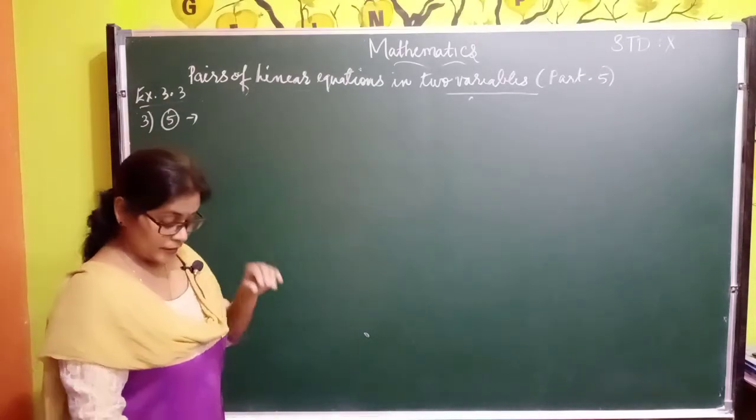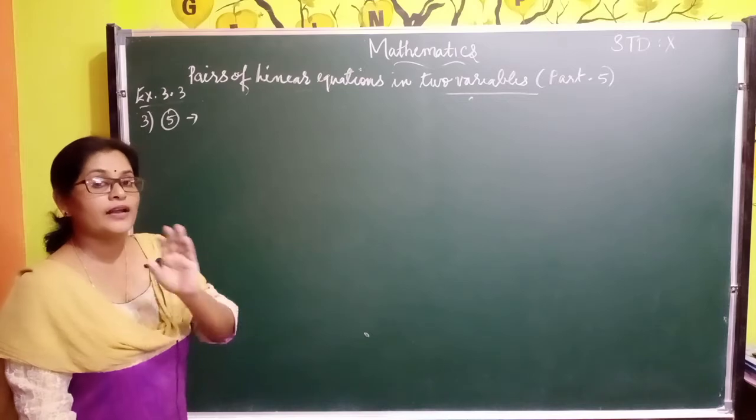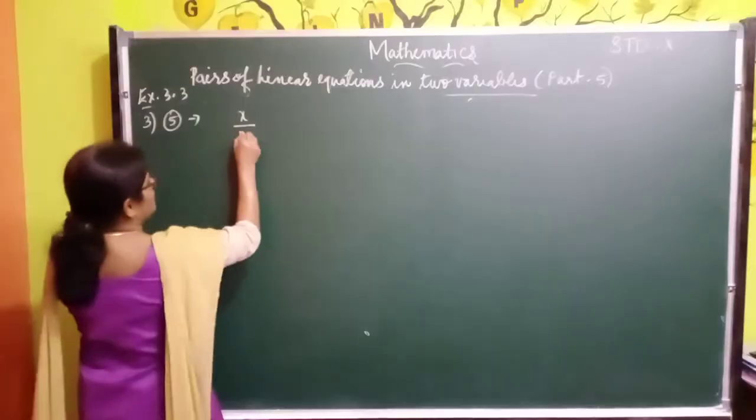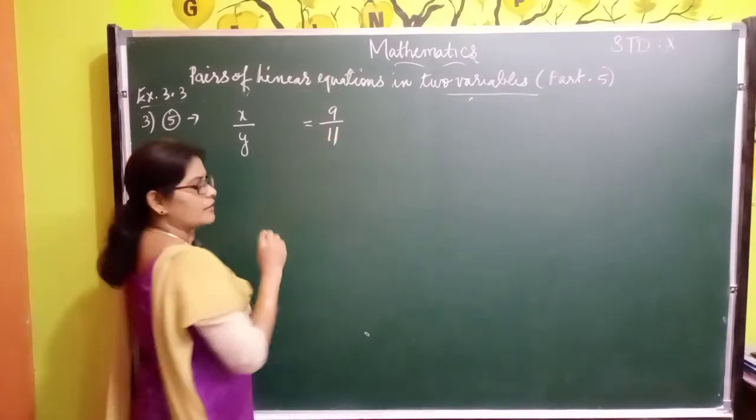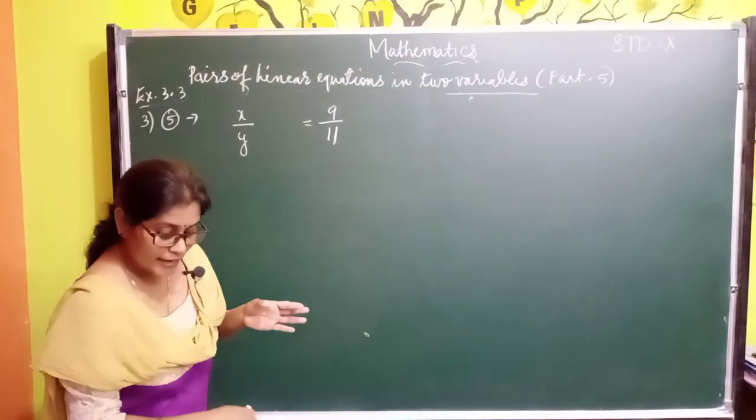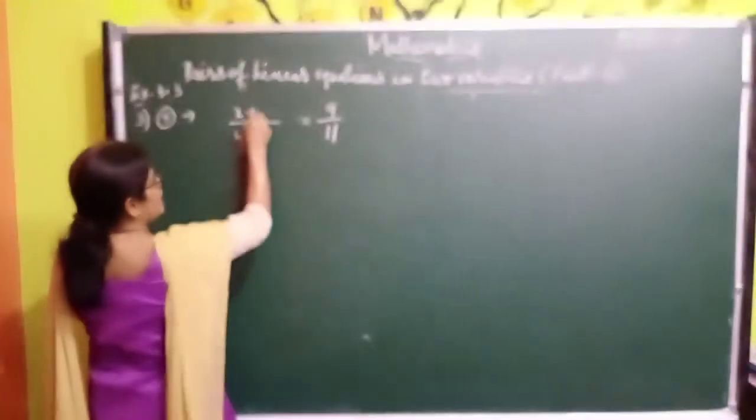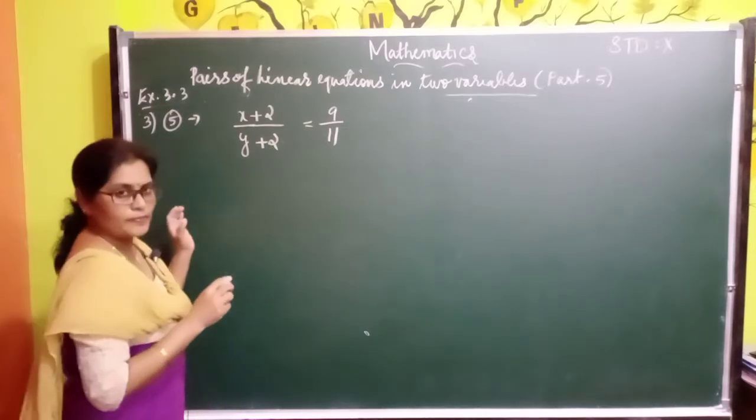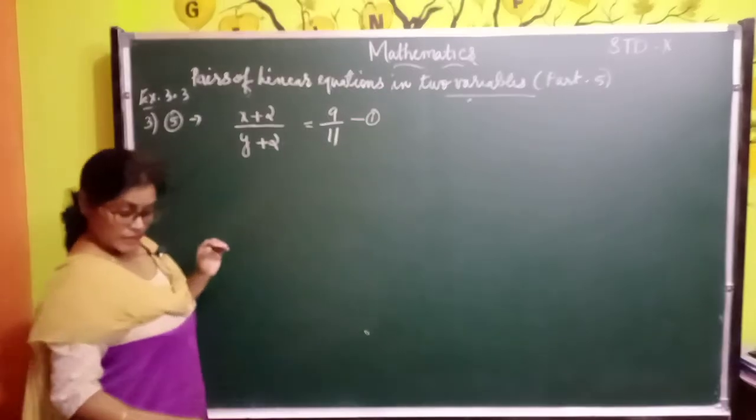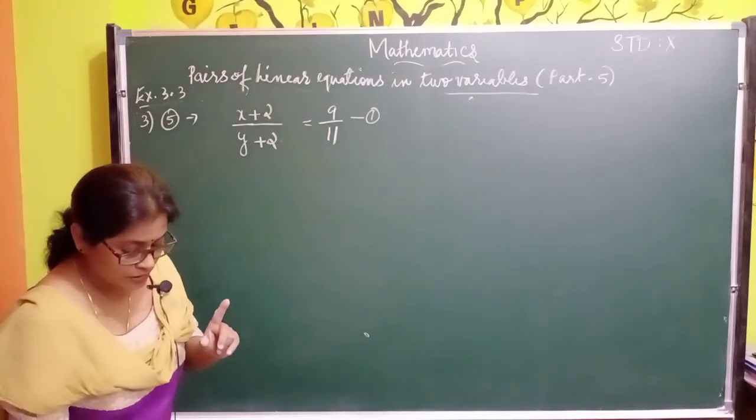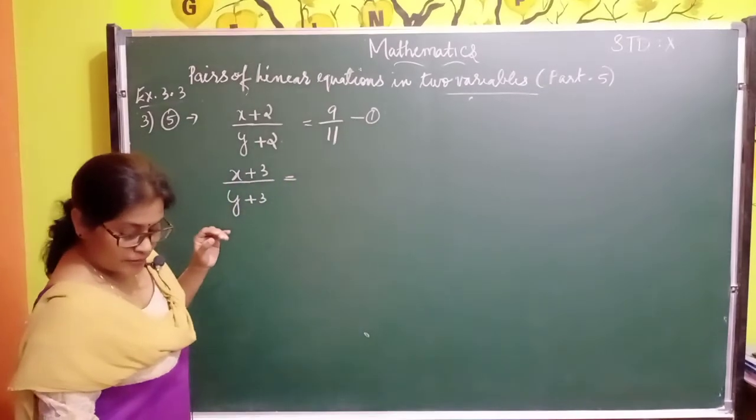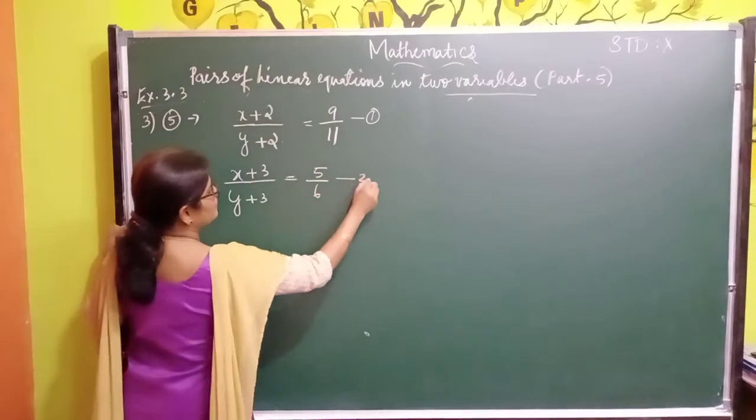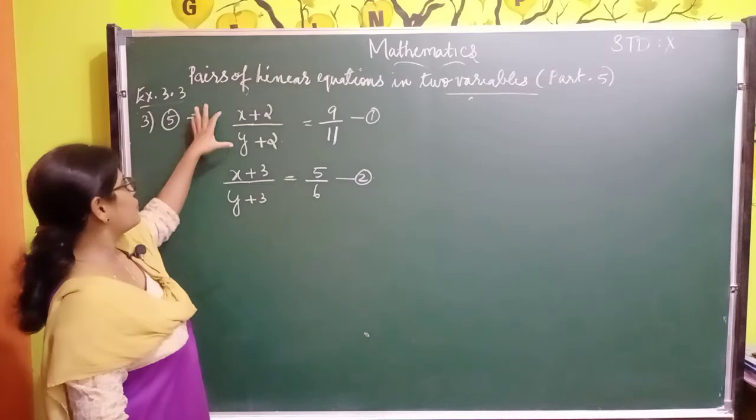Find the fraction. The fraction becomes 9 by 11 when 2 is added to both numerator and denominator. Let this be equation 1. Now the second situation: if 3 is added to both numerator and denominator, it becomes 5 by 6. We have to find x by y.